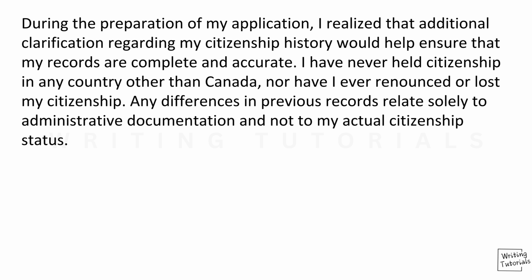If there is any discrepancy, confusion, or missing information in your records, explain it honestly and directly. Your explanation should focus on facts rather than emotions. If an error resulted from administrative paperwork, translation differences, or clerical issues, clearly explain that while remaining truthful. Remember that immigration officers appreciate transparency. A well-organized explanation often helps prevent misunderstandings during the review process.